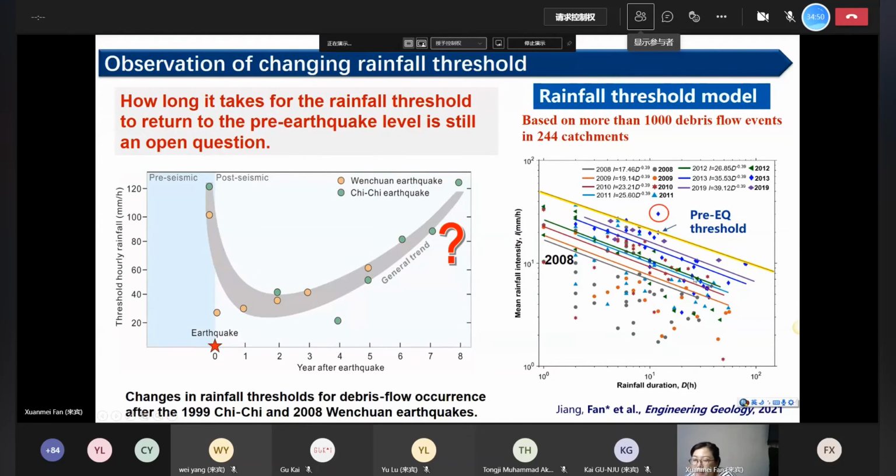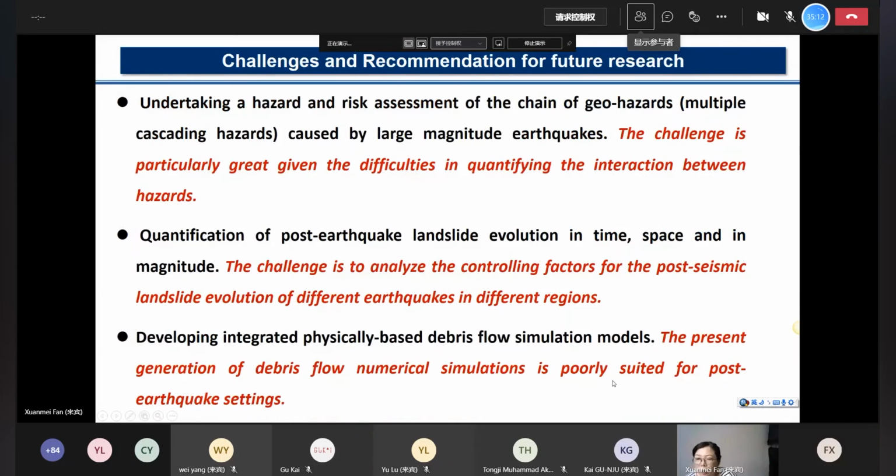So that's why, on one side, we still have quite a lot of deposits in the mountain regions, and on the other side, the rainfall threshold has still not returned to the pre-earthquake level. So that's why we will continue to have debris flows in the earthquake region, probably for another 10 years or even longer.